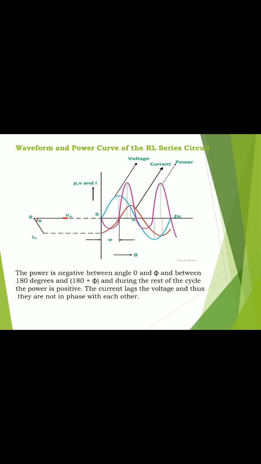Now, waveform and power curve of the RL series circuit. The power is negative between angle 0 to angle phi and between 180 degree and 180 degree plus phi, and during the rest of the cycle power is positive. The current lags the voltage and thus they are not in phase with each other.